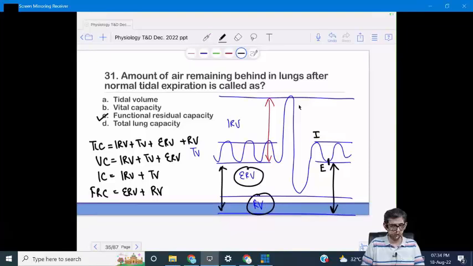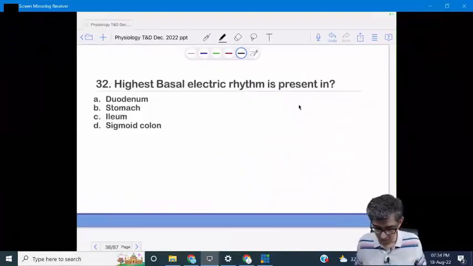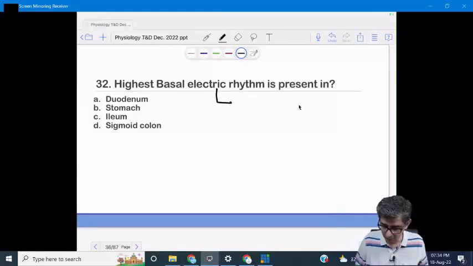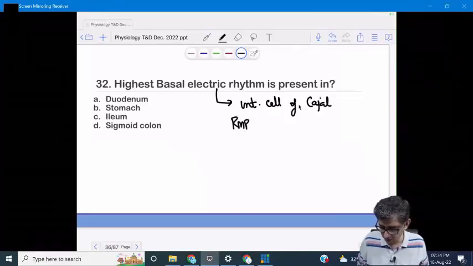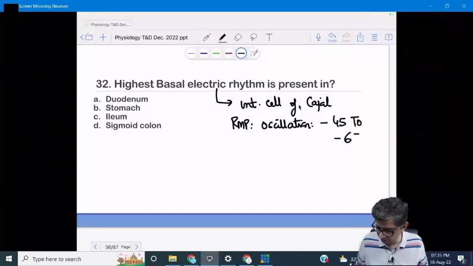Coming to question number 32, basal electrical rhythm. So we know that basal electrical rhythm is generated by the interstitial cells of Cajal. The RMP will not be constant, it will exhibit an oscillation. This RMP will exhibit an oscillation between minus 45 to minus 65 millivolt.